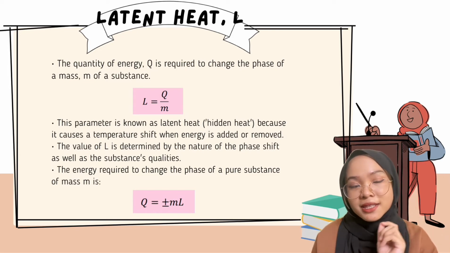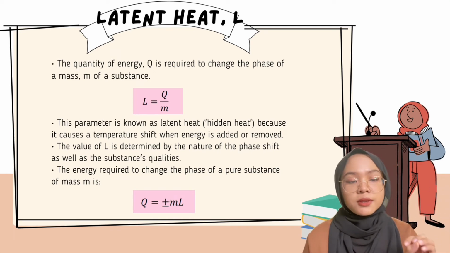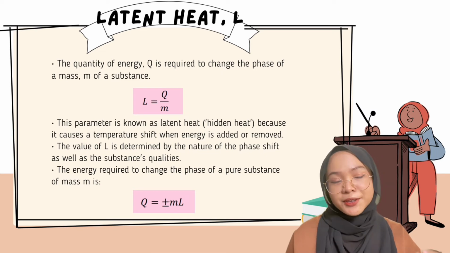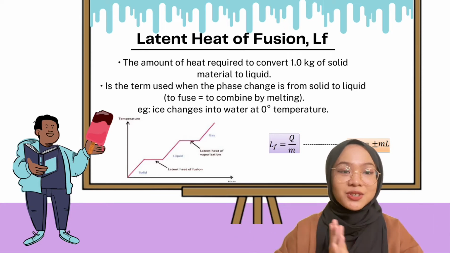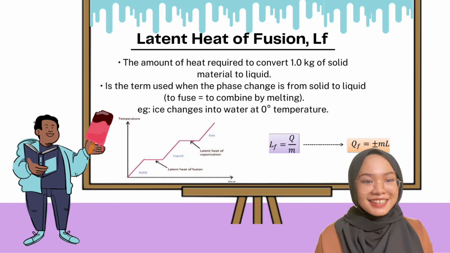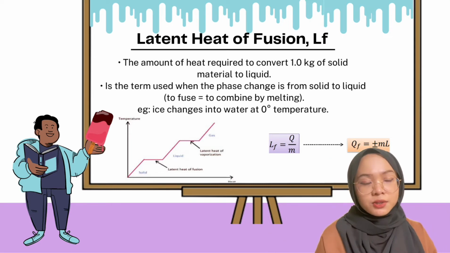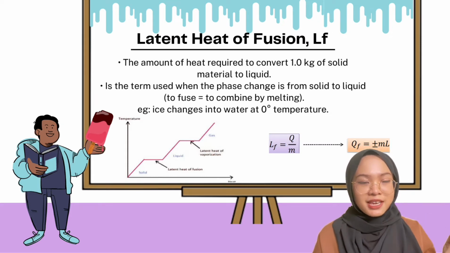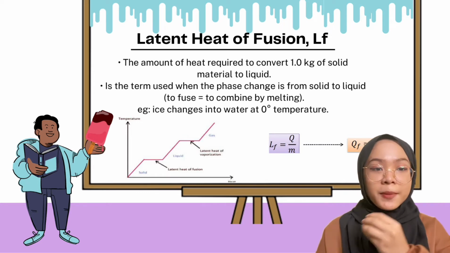The formula that you need to keep in mind is that the energy required to change the phase of a given mass m of a pure substance is Q equals plus or minus mL. Latent heat is divided into two categories, which are latent heat of fusion and latent heat of vaporization. Latent heat of fusion, which is LF, is defined as the heat required to change 1 kilogram of material from solid to liquid. In other words, latent heat of fusion occurs when there is melting of ice.